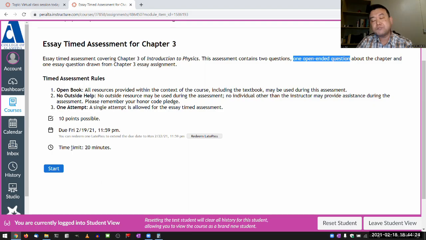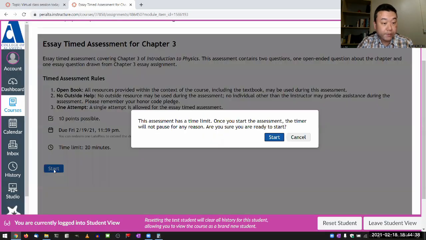When I set the time limit at 20 minutes, I didn't presume that, but preparing for it ahead of time might help you save more of this 20 minutes for the less predictable second question. So let me start this. The open-ended question, the one question you see, is going to be the same question that you get when you start.